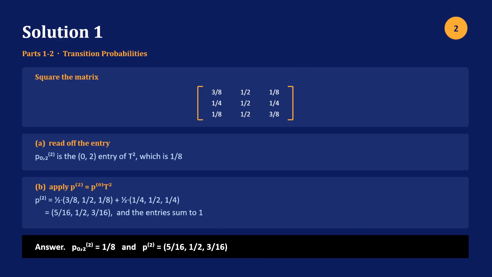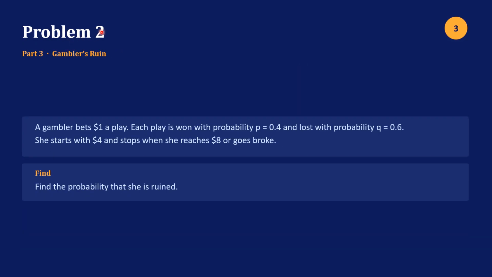All right, let's continue. Okay, problem number 2. This relates to gambler's ruin. That was in part 3 or lesson 3. A gambler bets $1 on a game. Each play is won with probability 0.4 and lost with probability 0.6.